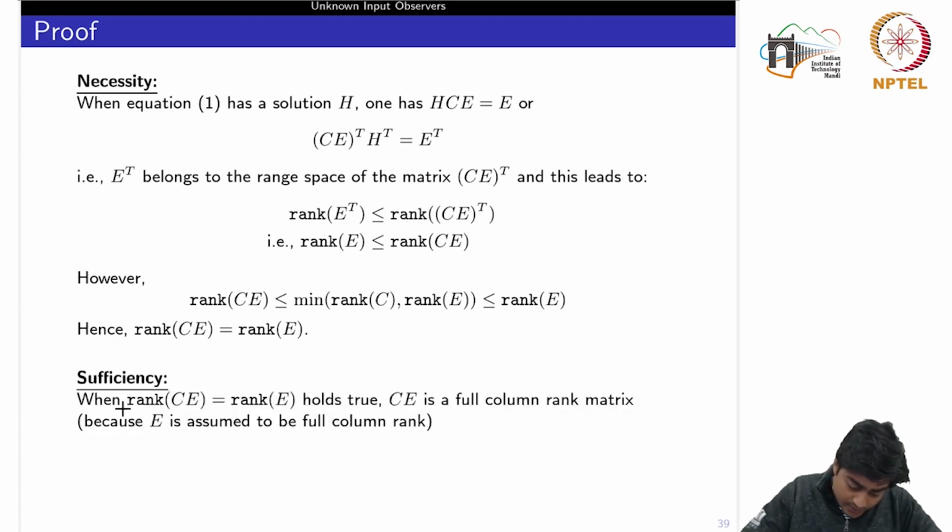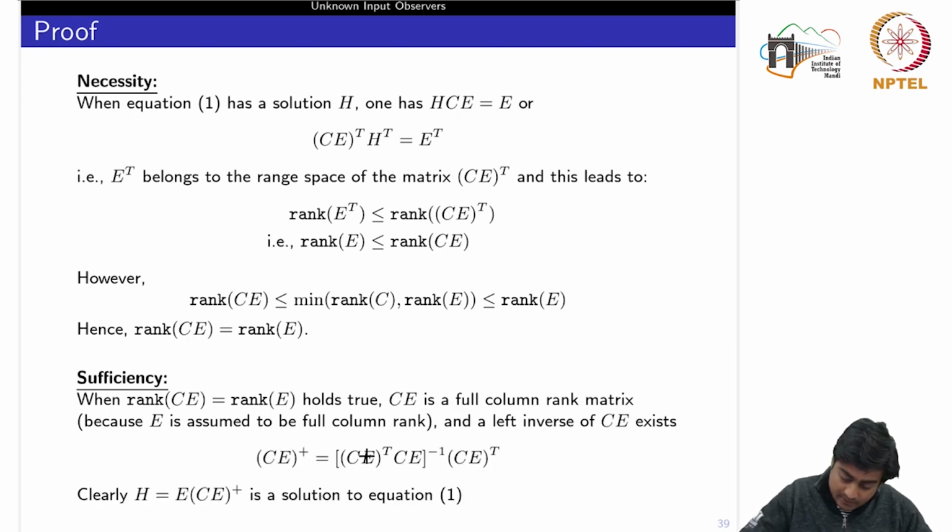In the sufficiency, when rank of CE equals rank of E, and we know that E is already a full column rank, meaning CE would also be a full column rank matrix. Now if CE is a full column rank matrix, then I can take a left inverse of this matrix. We have used another denotation as plus. So CE raised to the power plus becomes equal to CE transpose CE inverse times CE transpose. This is basically the pseudo inverse of this CE matrix.